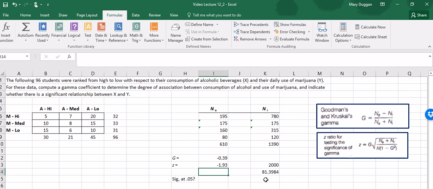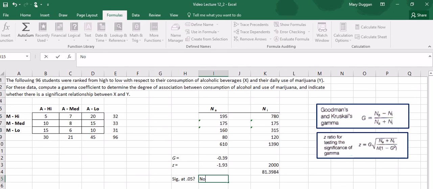Now, as we've done before, we compare z to our critical z value of 1.96. We just get rid of the sign there. And we see that it does not meet the significance level of 1.96 for z. And so we say that in this case, there is not a significant relationship between alcohol use and marijuana use. So to summarize, the calculated gamma of negative 0.39, which suggests a negative association between marijuana and alcohol use, where when one goes up, the other goes down, for example, is actually not statistically significant. So any differences we're seeing are due to chance.